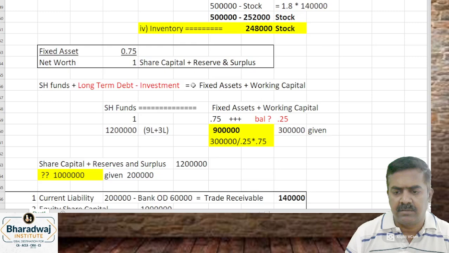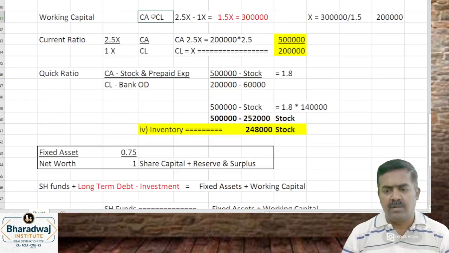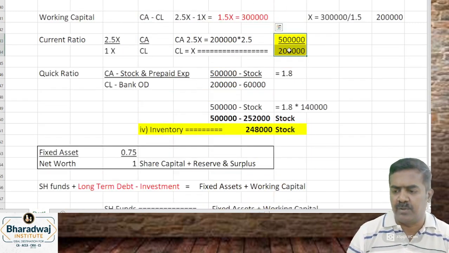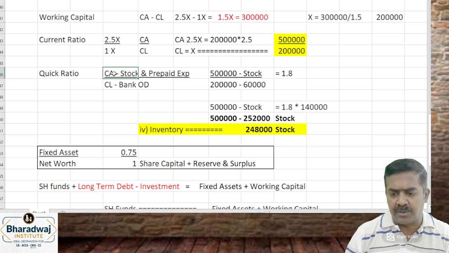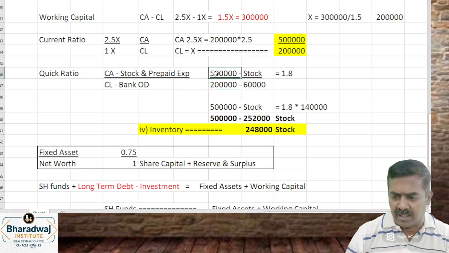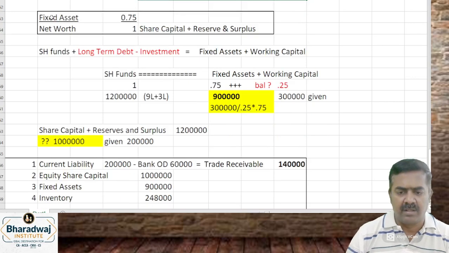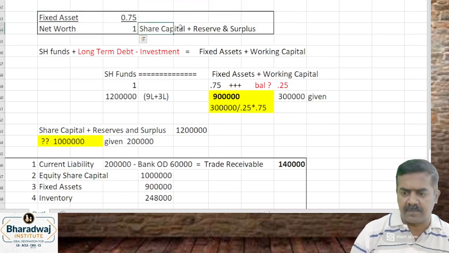I repeat the full flow. Based on working capital, we worked out which one? Current assets and which one? Current liability. Quick ratio, current assets minus stock and prepaid expenses divided by current liability minus bank OD. Current liability we worked out, bank OD is given. Current assets also we worked out. Stock we find out. What is the amount? 2,48,000 we find out.